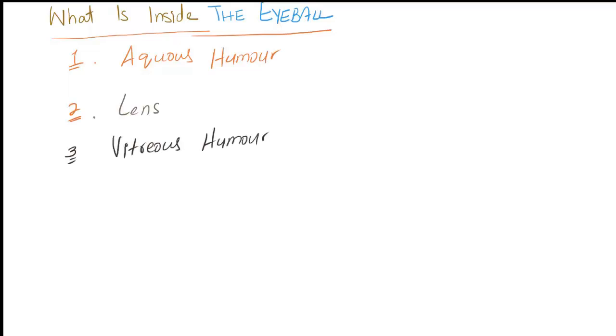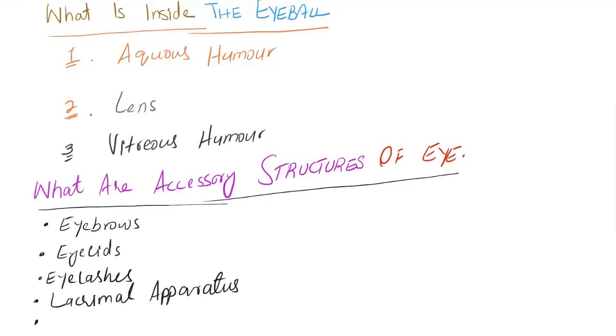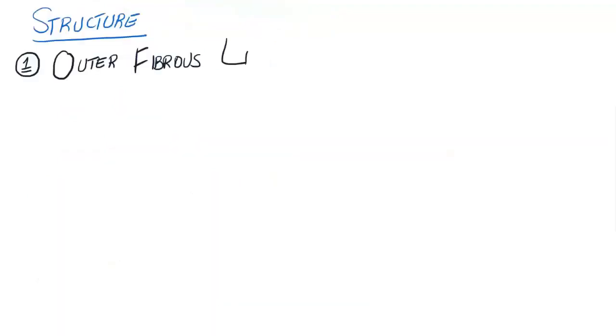Accessory structures of the eye are eyebrows, eyelids, eyelashes, lacrimal apparatus, and extraocular muscles of the eye. Now we will briefly talk about the structure of the eye. First is the outer fibrous layer of the eye, which consists of sclera behind and cornea on the anterior surface.